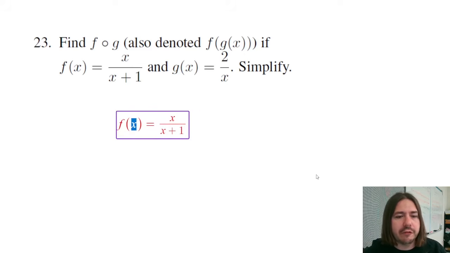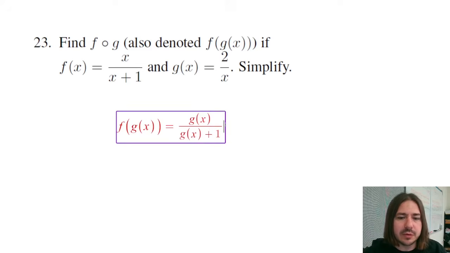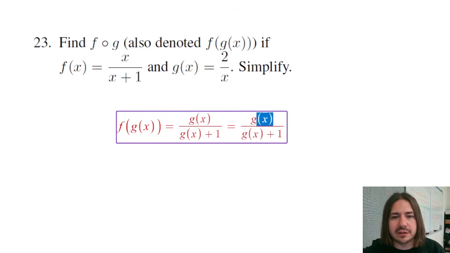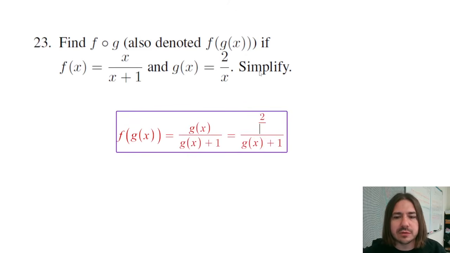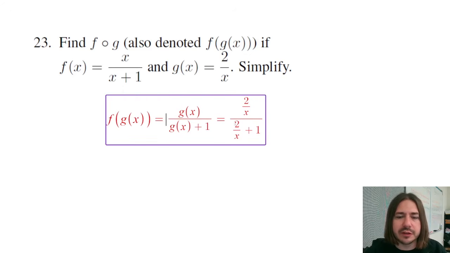But if we want f of g of x, then we need to substitute g of x wherever we see x. And so when we do that, we're going to get 2 over x instead of x, because that's what g of x equals, over 2 over x plus 1. And from here on out, it's just a matter of simplifying the expression.